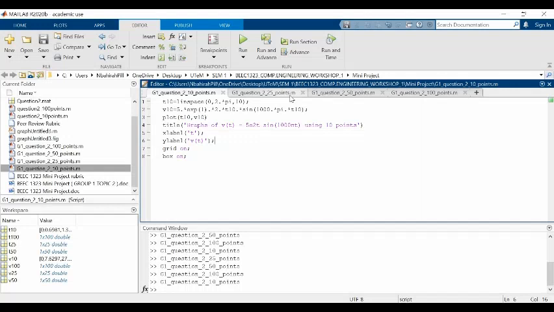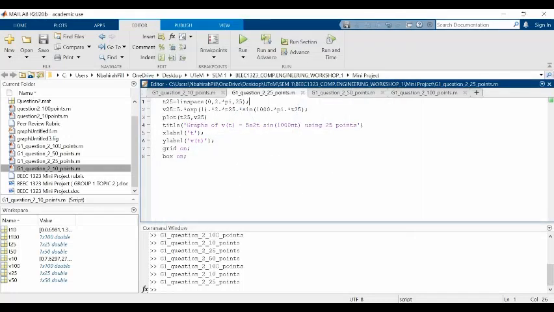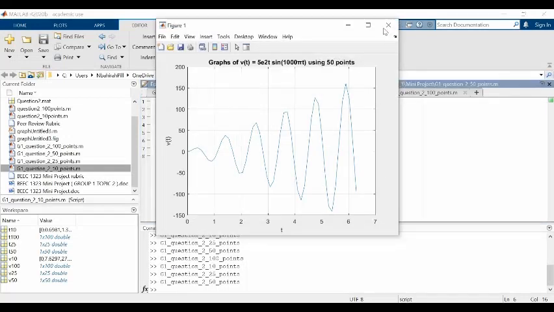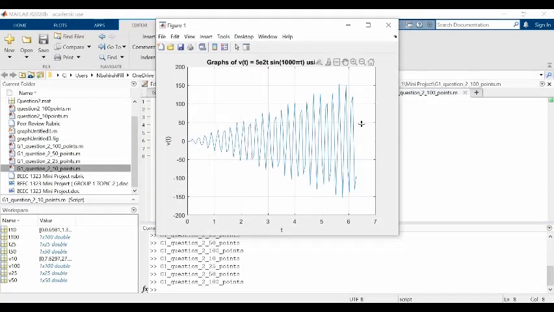Now I'm showing you the 25 point graph. This is for 25, this is for 50, and the last one is the 100 point graph.